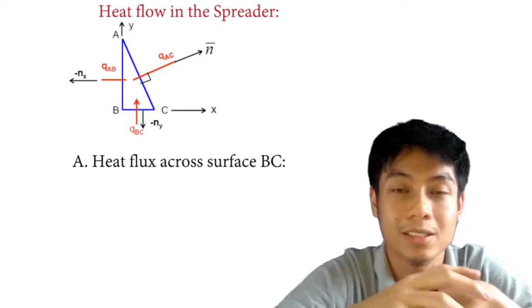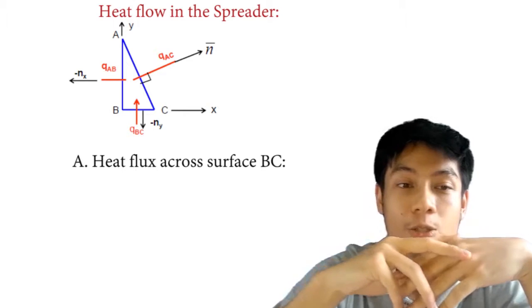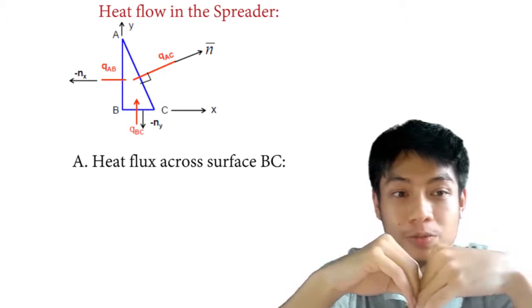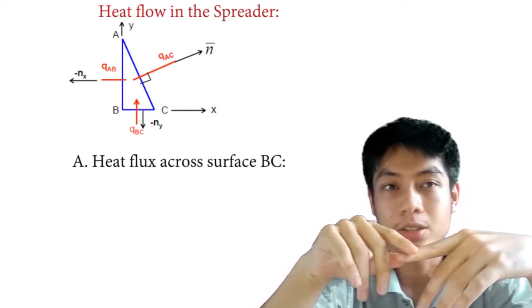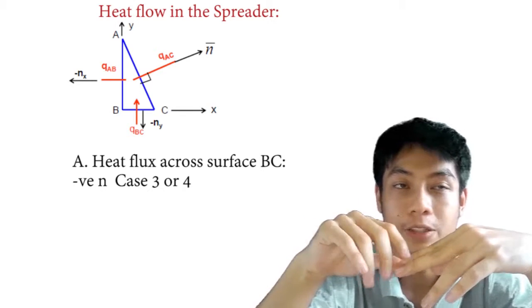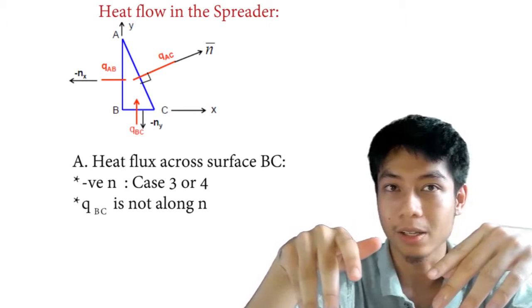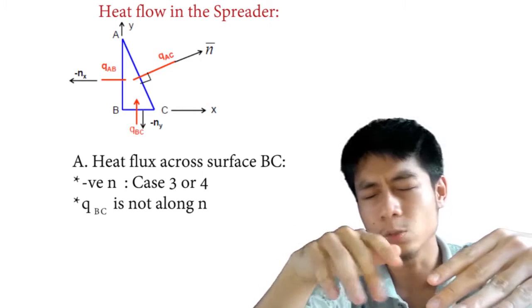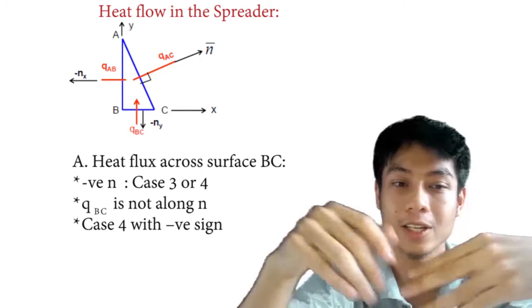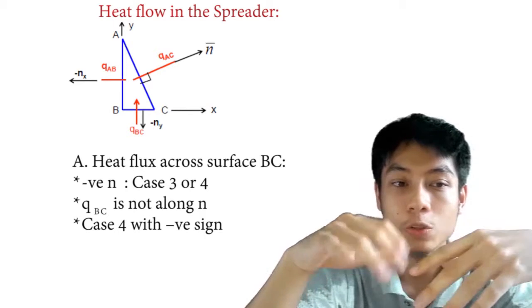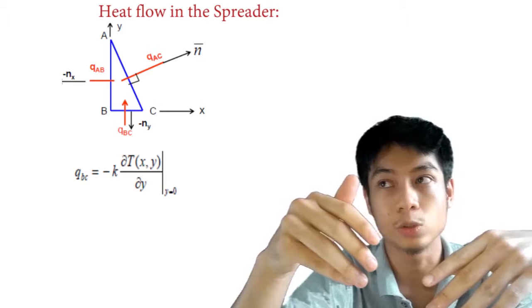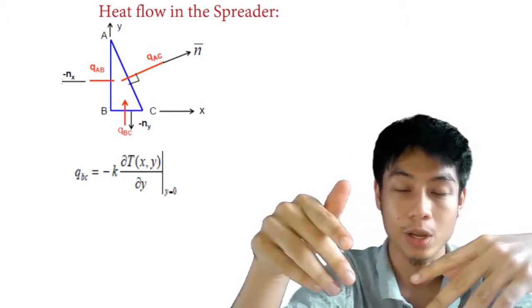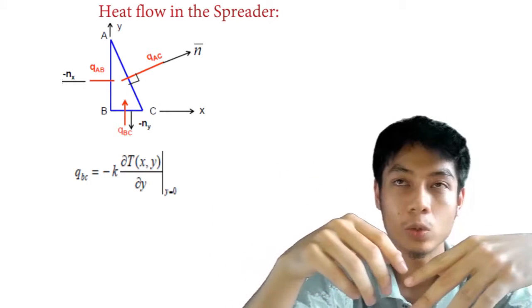Okay, so now we are going to look at heat flux across surface BC. The direction of heat flow is known, and negative n, the sign of negative n, is equal to case 3 or 4, and QBC is not along n. So it will go to case 4 with negative sign. So with the formula given, QBC is equal to negative K delta T(x,y) over delta y.